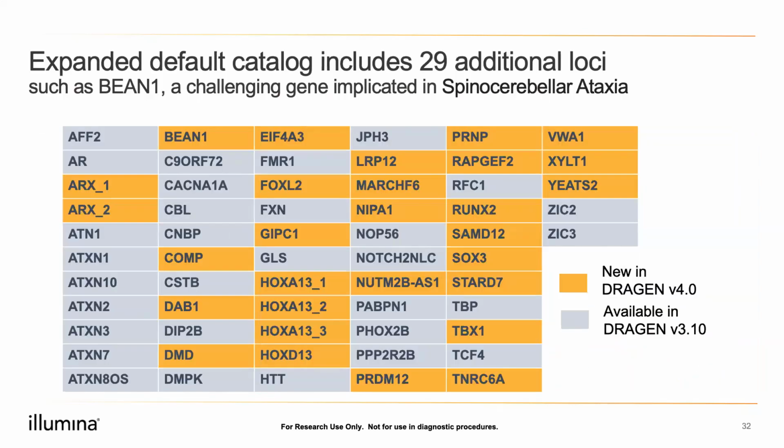So here's the default catalog. We have the genes detected in DRAGEN version 3.10 shown in gray, and the new genes detected with DRAGEN version 4.0. So we've included a number of genes of interest, such as BEAN1, a challenging gene implicated in spinocerebellar ataxia.